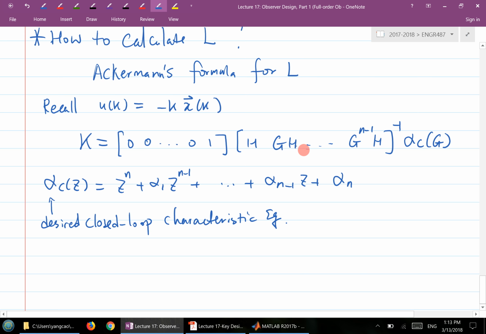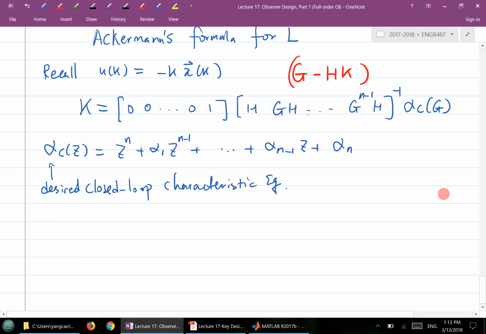So we're going to try to make use of the results that are here. If you recall again, this is based on G minus HK. When you have a feedback system, G minus HK, here's how your K is calculated. Now for the observer that we designed there.